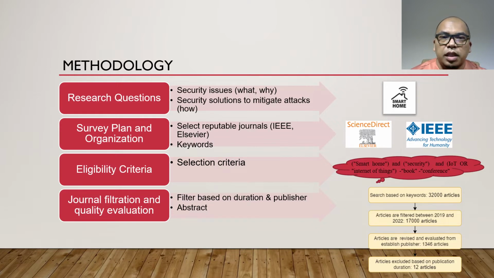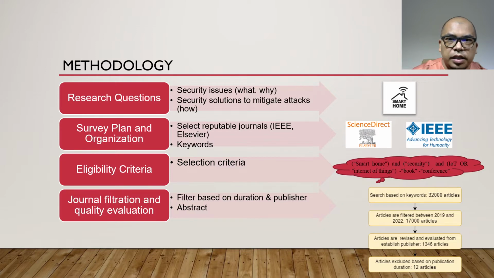The third process is the eligibility criteria, where we want to make sure that articles that are selected fulfill the requirement of the topic that we have selected. For example, does the article provide any information on the security issue and provide the security solution to our topic?